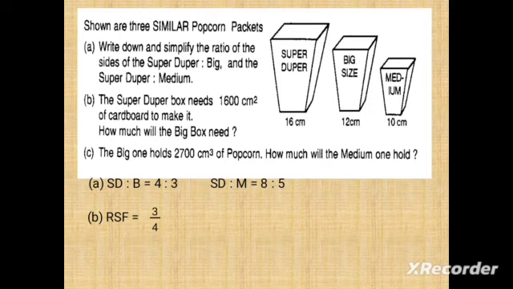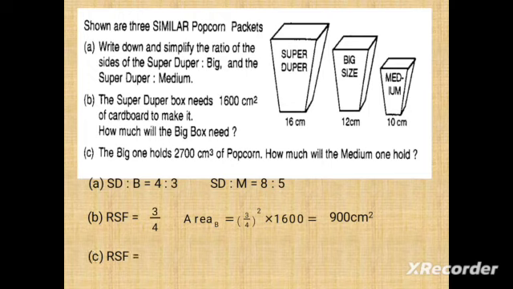So 3 over 4, we need to find the area scale factor so that we multiply the area scale factor by the area that we have, to be able to get the area of cardboard required by the bigger box. So the area required by the bigger box will be 3 over 4 squared times 1600. So that will be 900 square centimeters. Let's move to part C.